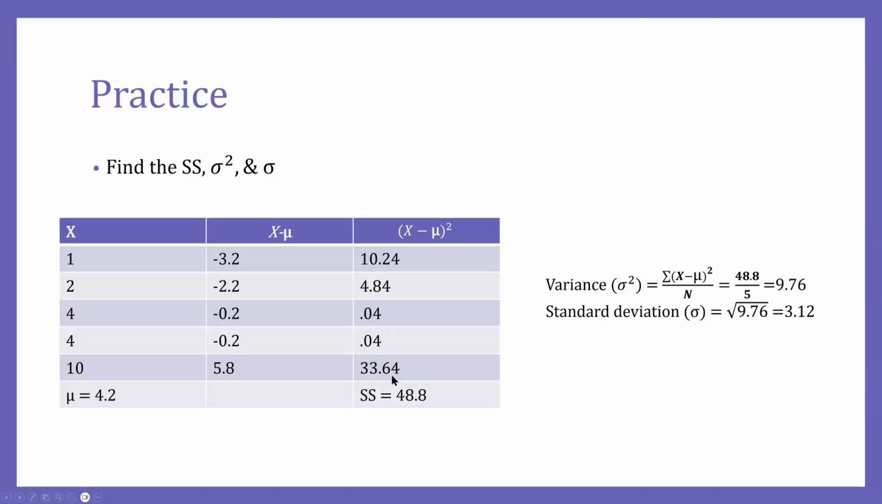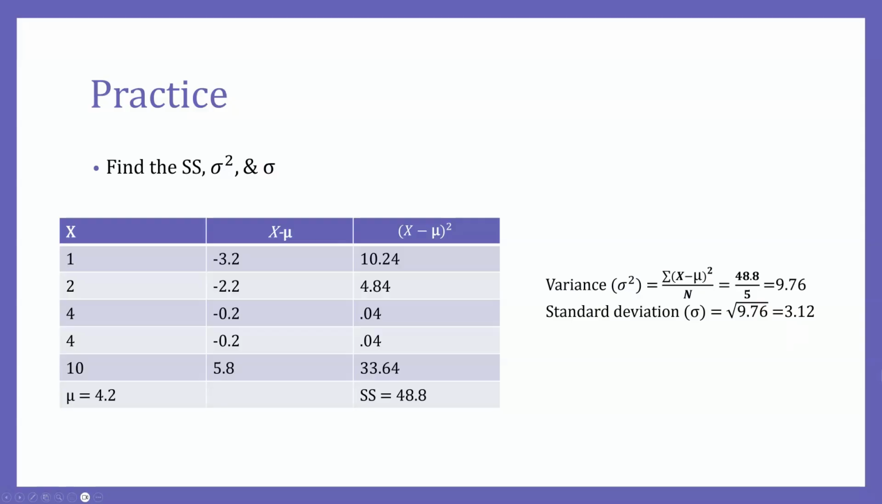So if we add these all up, your sum of squares should have been 48.8. We can then plug that into our equations. Our variance is simply the sum of the deviation squared, the sum of squares, divided by the total number of scores that we have. So we have 5. So 48.8 divided by 5 should give you 9.76. Our standard deviation is simply the square root of that variance. So the square root of 9.76 should be 3.1.